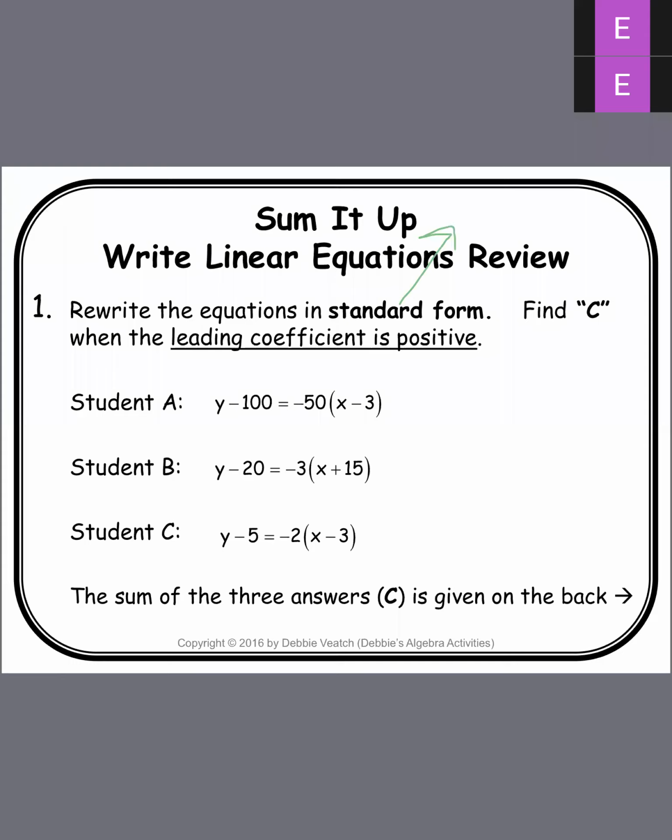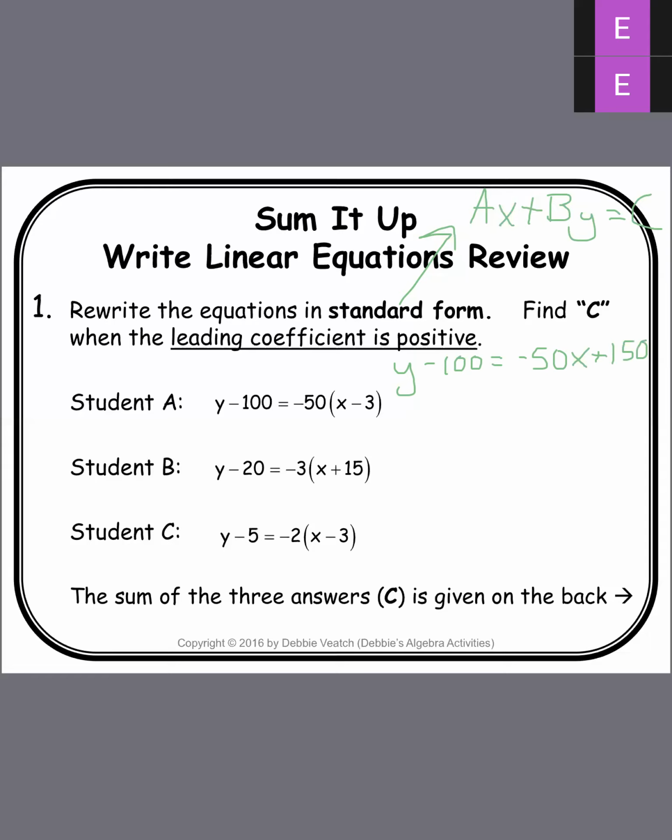Standard form is AX plus BY equals C. And A, B, and C are just numbers, okay? So basically all you have to do for student A, we're gonna distribute that negative 50. So we'd have Y minus 100 equals negative 50X plus 150.